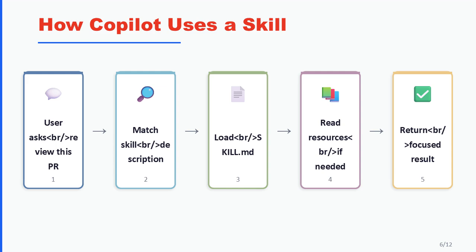The loading model is designed to save context. Copilot first sees only the skill name and description. If your request matches the description, it loads the full skill.md body. Then it reads extra files only when the skill references them. This means you can install many skills without filling the context window. Good descriptions are the secret. A vague skill description is like a tool with no label.